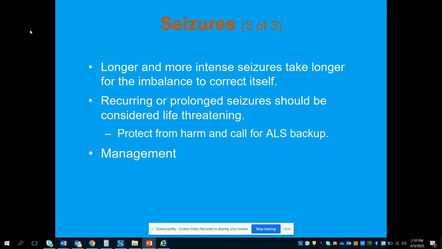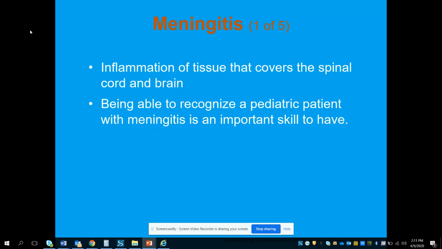Longer and more intense seizures can take longer for the imbalance to correct itself. So remember, they might stay in that postictal period for a longer period of time. If the seizures continue recurring, or if it seems prolonged, like a status epilepticus, we might need to call for ALS. As far as management, not much that we can do other than just removing anything that's going to potentially harm them from away from them. We don't want to put anything in their mouth or ever hold them down.